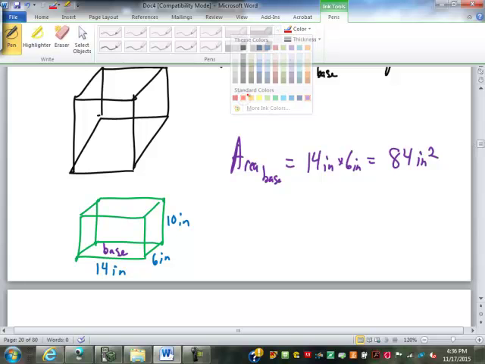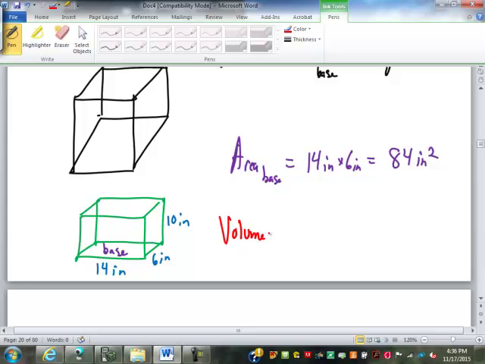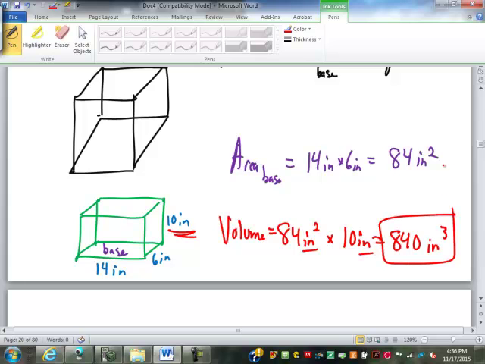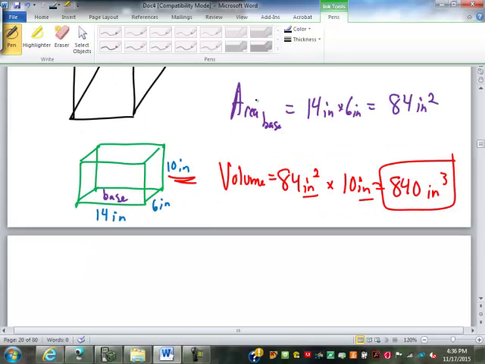So that means our volume is the area of that base, 84 inches squared, times that height of 10 inches. Or 840 inches squared times inches is inches to the third. Now, many of you have seen volume defined by this: length times width times height. Well, what we did here, the length times width is just the area of the base, right?